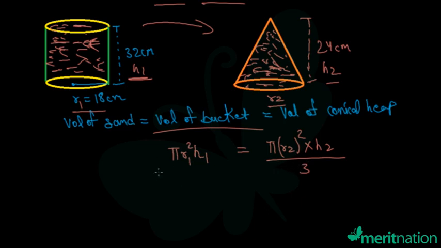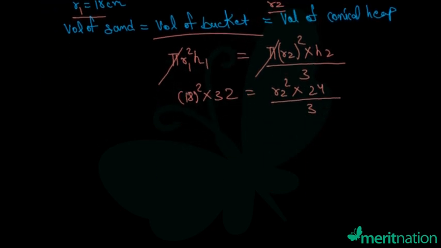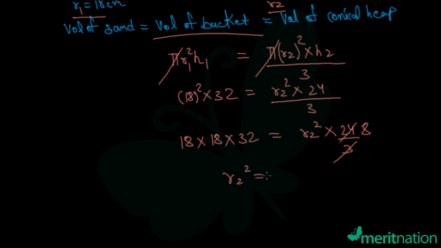Now we can substitute all the values and cancel out this pi from both sides. So r1 square, 18 square, into h1, 32, is equal to r2 square, which is unknown, into h2, which is 24 divided by 3. Now we just have to calculate the value of r2. 18 into 18 into 32 is equal to r2 square into 24 by 3, which is equal to 8. So r2 square would be equal to 18 into 18 into 32 divided by 8. 32 by 8, that's 4.